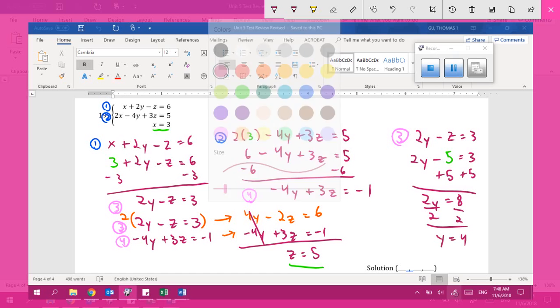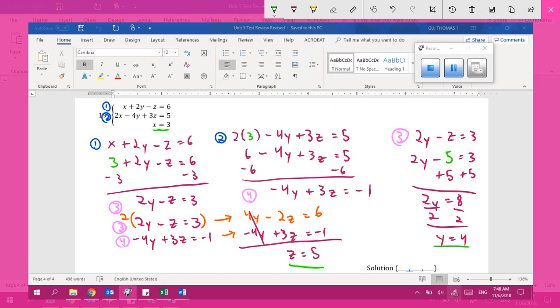Now we have all 3 of our values. X is 3, y is 4, and z is 5. So my final answer should be 3, 4, 5, because it's x, y, and z, and that is number 19. Well, that's not the actual thing.